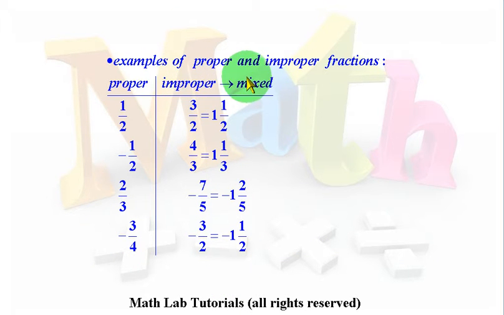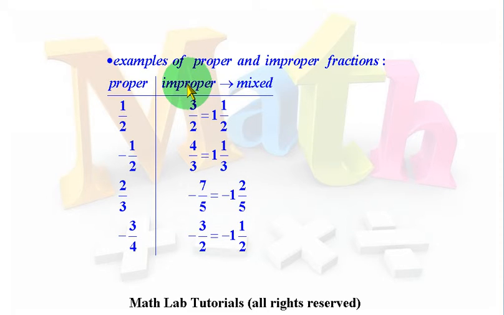Here's some examples of proper and improper fractions. The fractions under column 1 are proper. 1/2 is between -1 and 1, so it's proper. -1/2 is again between -1 and 1. 2/3 is between -1 and 1, and -3/4 between -1 and 1. Okay, we notice that in each case the numerator is smaller than the denominator. The positive or negative in front of the fraction has no bearing on whether it's proper or improper.